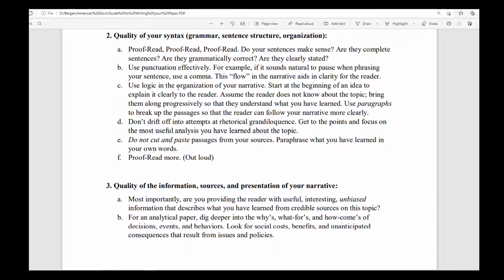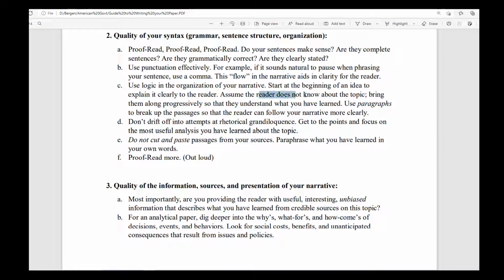You want to use logic in the organization of your narrative. Start at the beginning. This is not a Quentin Tarantino movie where you start in the middle and then jump back to the beginning, then go to the end, and then come back to the middle. You just want to be very clear as to what you're talking about in a logical order that brings the reader along as to what this issue is. First of all, how did we get here? What's happening? What are the problems? What are the studies saying? So you want to bring that reader along in a clear manner that helps their understanding, their reading of it.